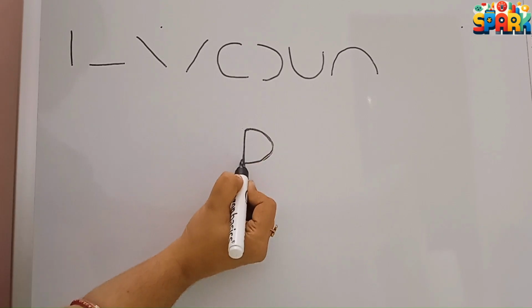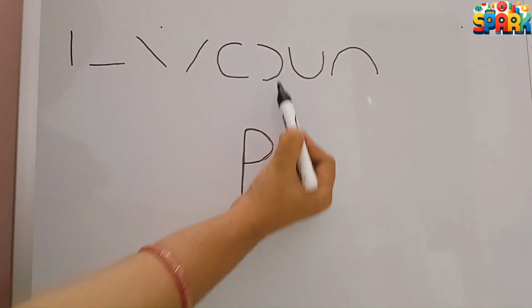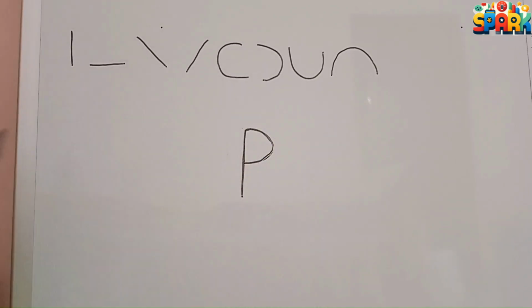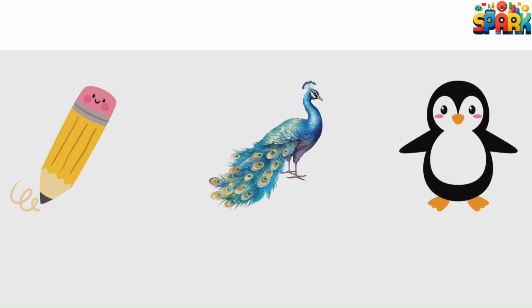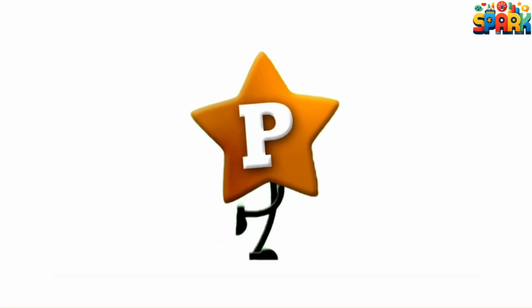Now you try. Take your pencil and book and trace the letter P. Now let's see three words that start with P. Pencil, peacock, penguin. Bye bye P.